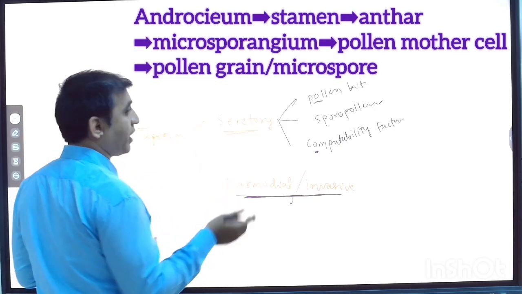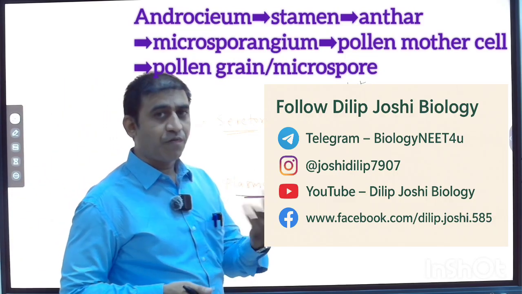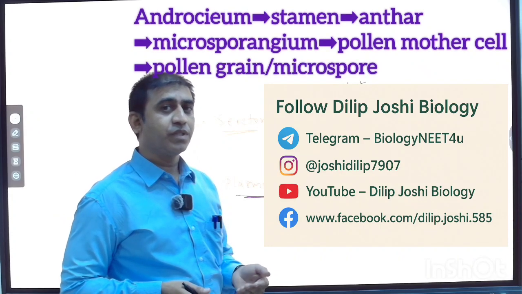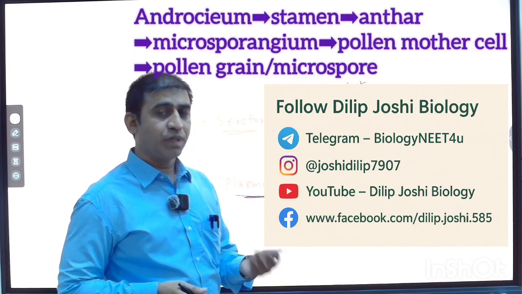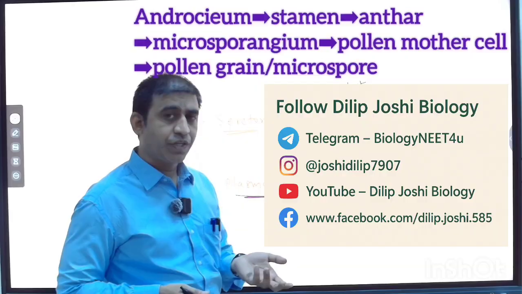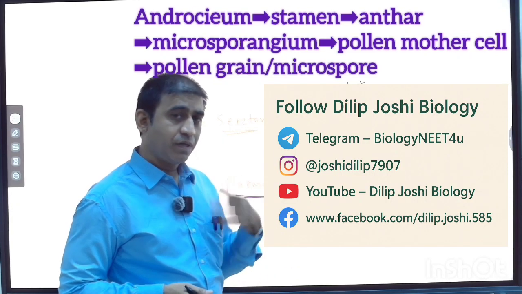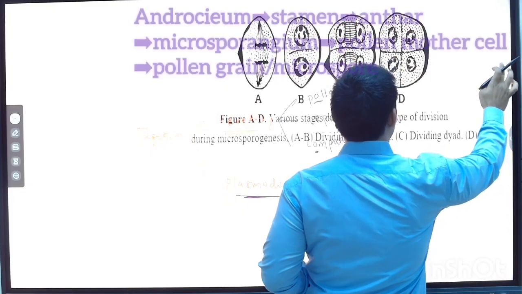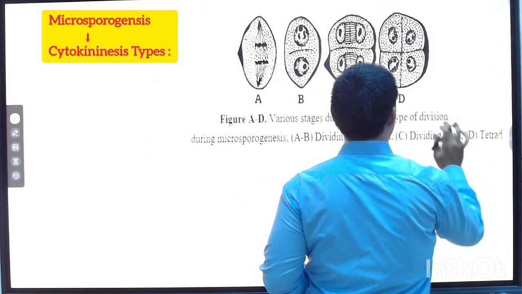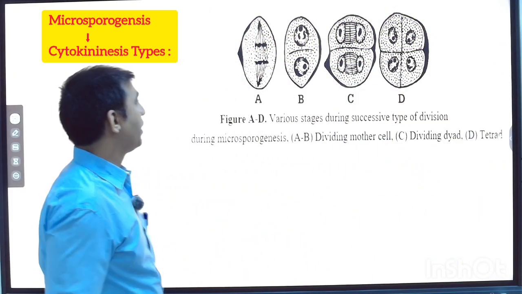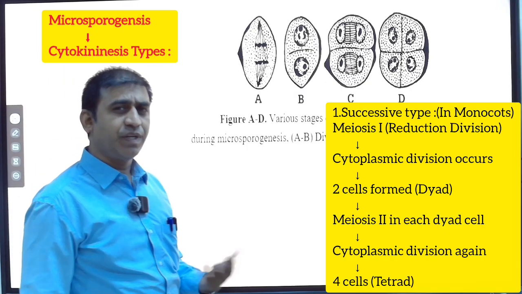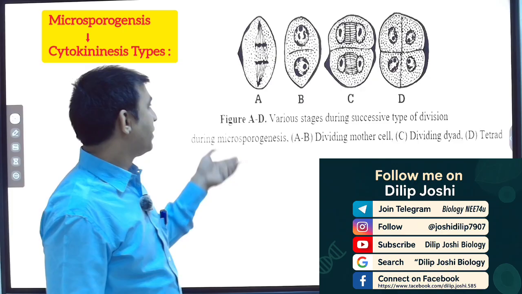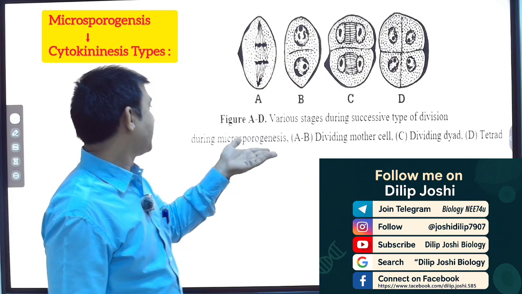And in the anther there are the microspore mother cells. After meiosis, that is reductional division, they will produce microspores. The microspore mother cell undergoes meiosis, or reductional division, and produces the microspore or pollen grain. Then if we see the cell division in the pollen grain, there are two kinds of division, one is simultaneous and another is successive.